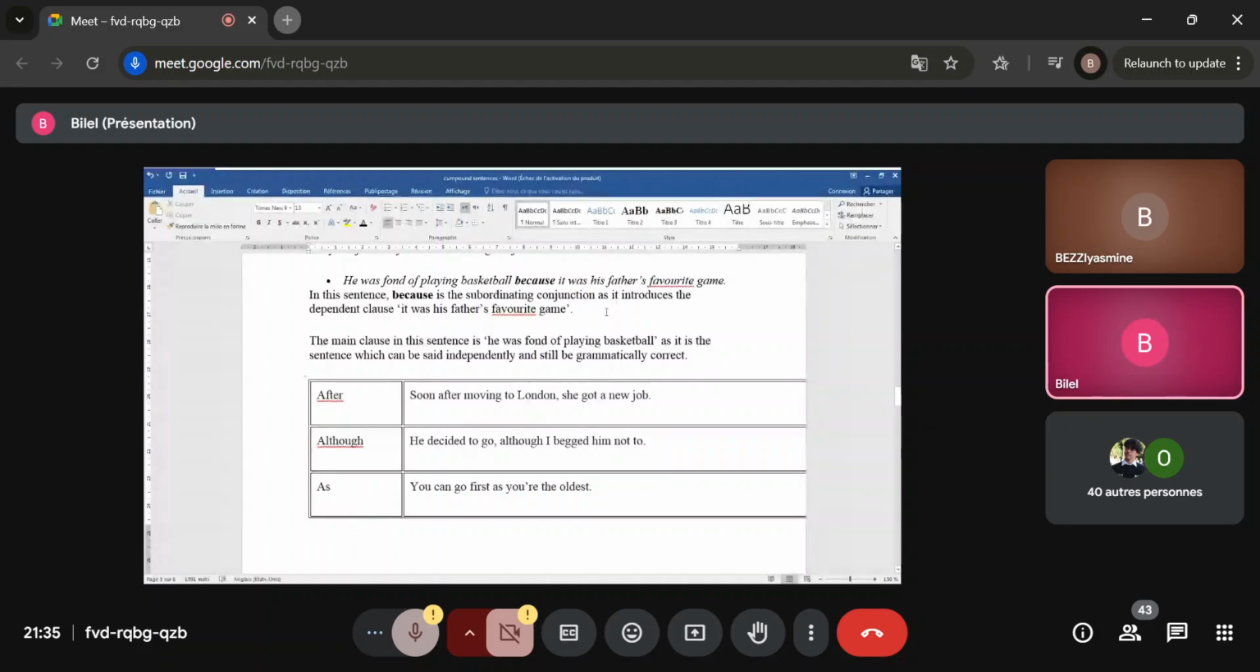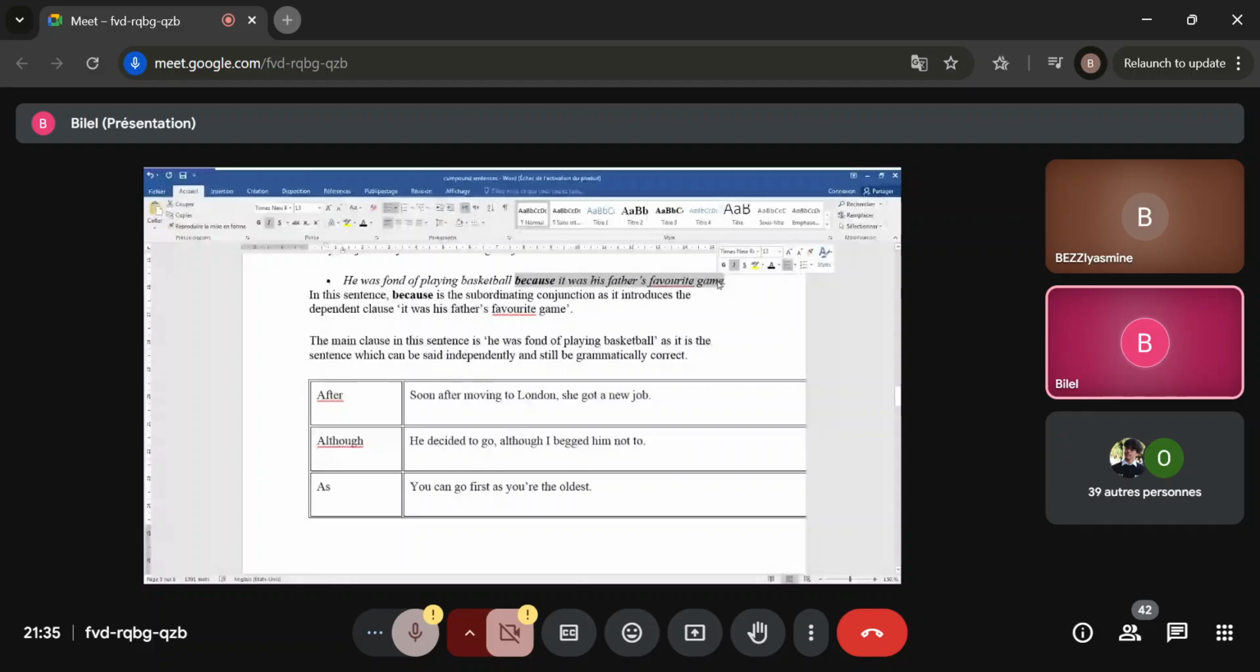So I repeat, this one is a sentence. We have got an independent clause and we have got a dependent clause. This one is a dependent clause because it starts with a subordinating conjunction. This one is an independent clause because it stands by itself. We don't have a subordinating conjunction at the beginning of this sentence. So this one is an independent clause.